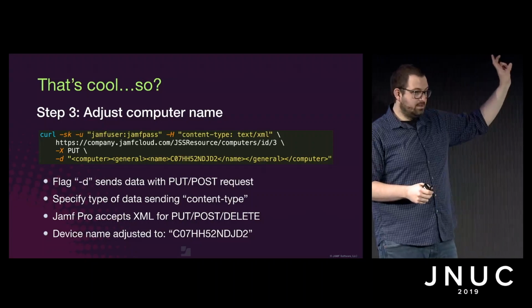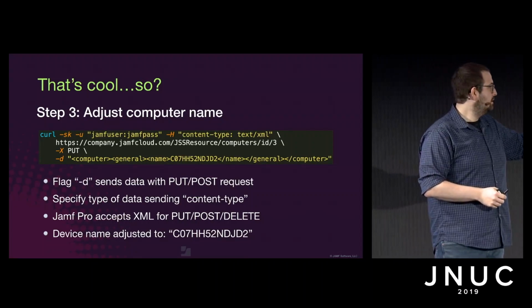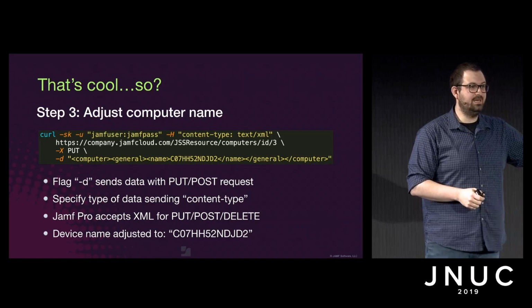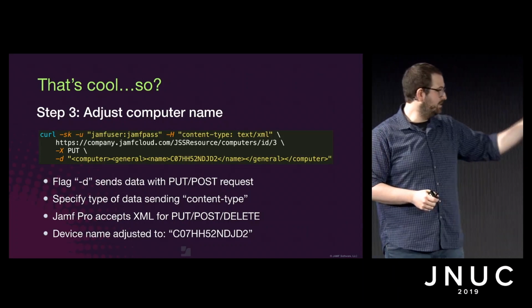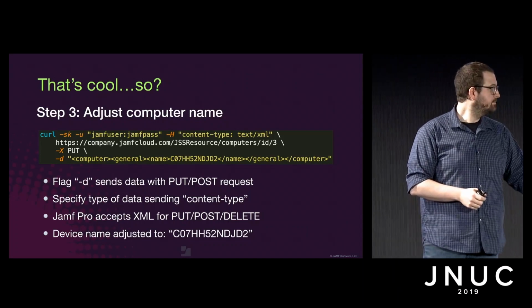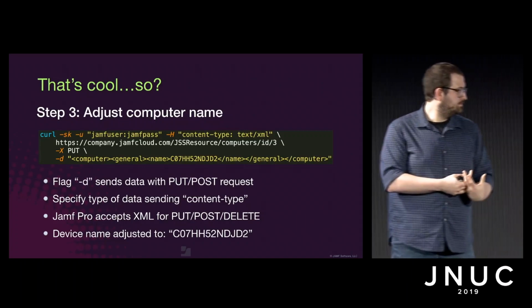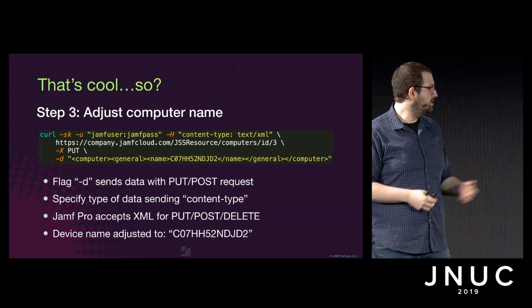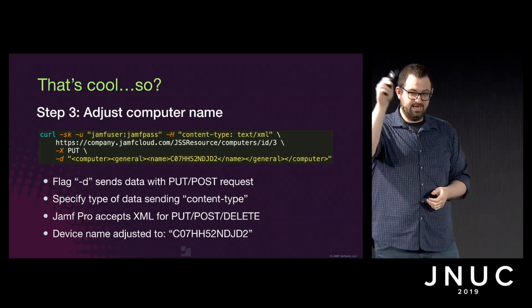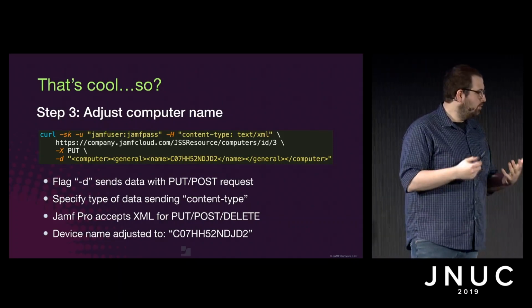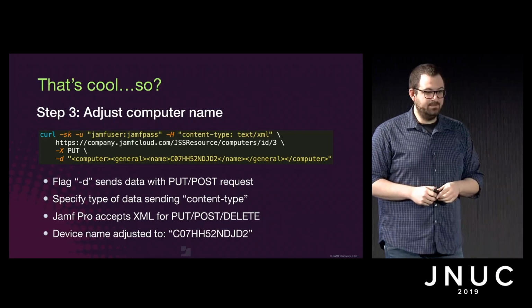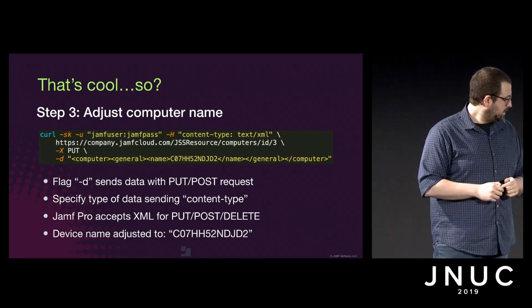We have our root element, computer, just like we did in that XML that we got back. We have the child element, general. And then we're specifying the value of the serial number for the computer name. If we hit enter in terminal with this information, we just adjusted that device name to the serial number.